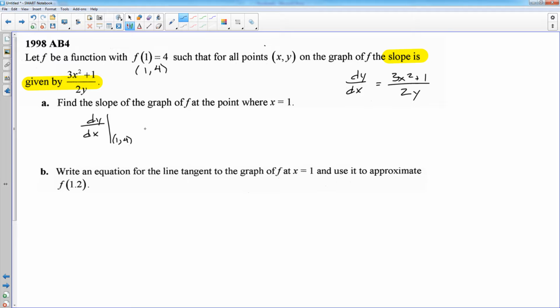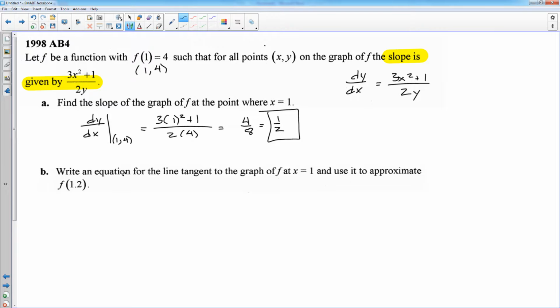Not sure if that's a correct notation. I think it is. And we'll simply plug in 1 for x and 4 for y into our slope here. So 3 times 1 squared plus 1 over 2 times y, which is 4. And that ends up being 4 over 8, which reduces to 1/2. So there's your answer to part A, which was probably only worth 1 point. I can't imagine them giving you a lot of points for that.